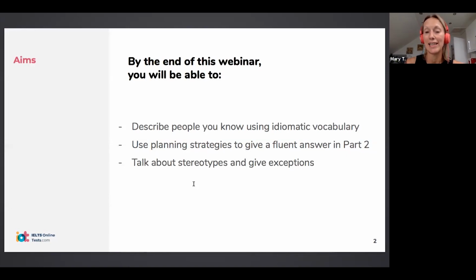Yeah, so it's using idioms, it's using the kind of language we use when we speak, so more sort of slang expressions. You will also be able to use planning strategies to give a fluent answer in part 2, because that tends to be the part that people struggle with a little bit. We will also be able to talk about stereotypes and give exceptions.